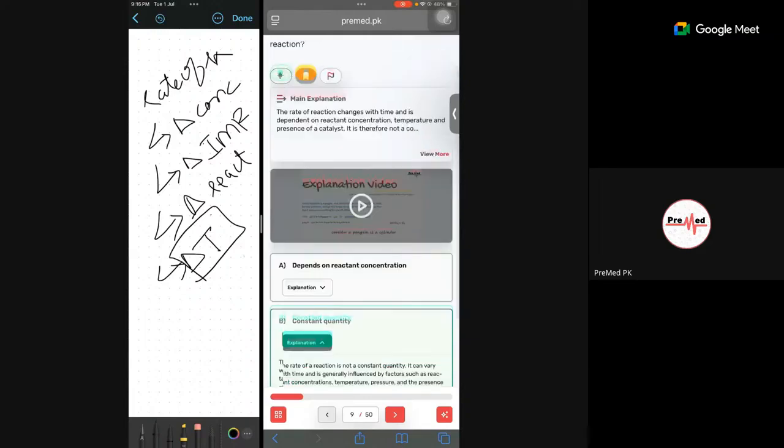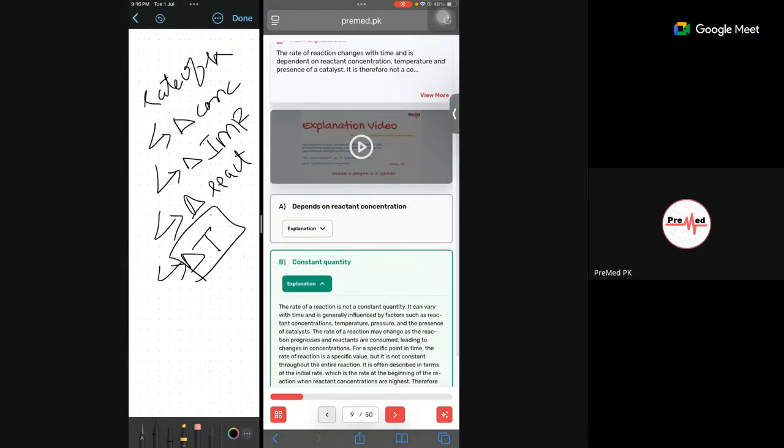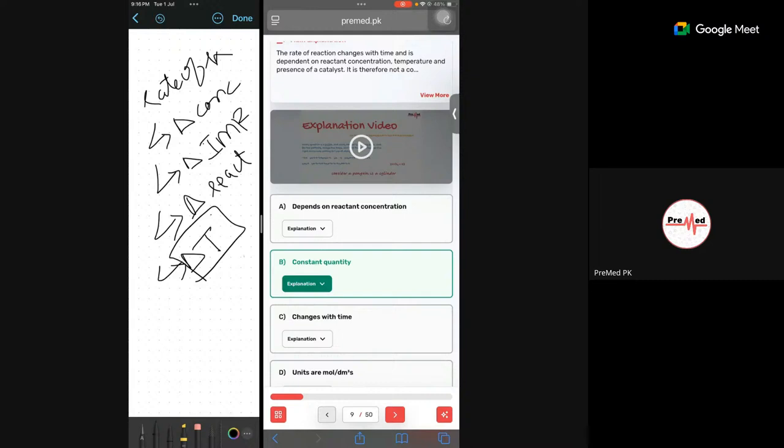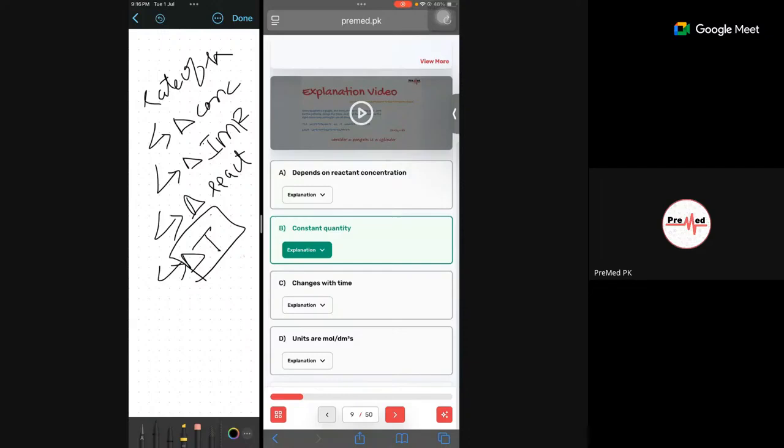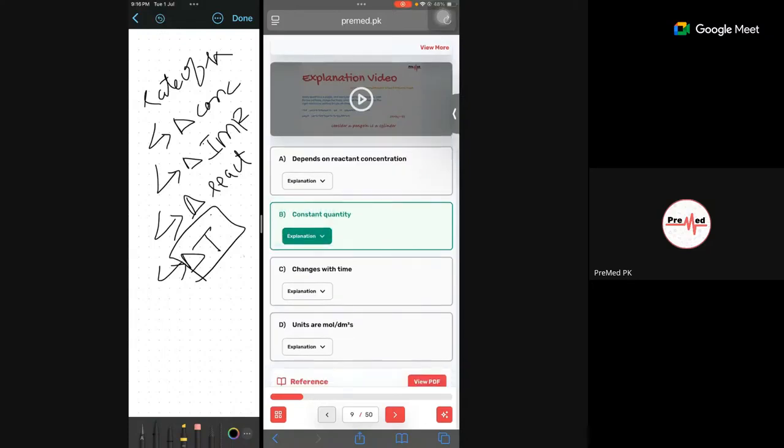So if we see this particular MCQ, option A says it depends on reactant concentration. Yes, it is correct. We see a constant quantity, that's something questionable. It changes with time, yes. Units are mole per dm cube per second, yes, it is correct.